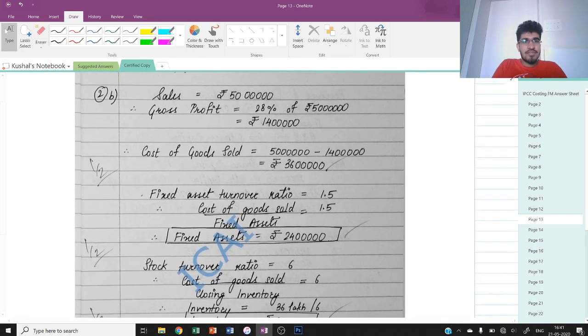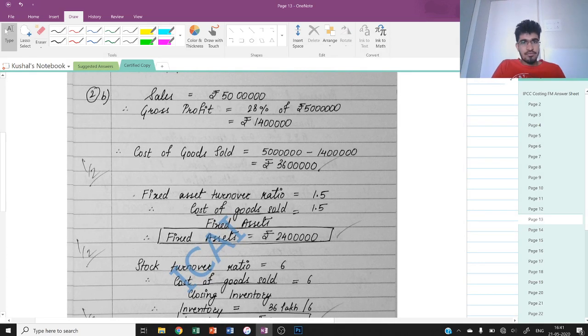Sales are given as rupees 50 lakhs. Gross profit is what? 28% of sales. Therefore, 28% of 50 lakhs is how much? It is rupees 14 lakhs. The cost of goods sold can now be computed by subtracting the gross profit from the sales. So sales is 50 lakhs, gross profit is 14 lakhs, therefore the cost of goods sold turns out to be 36 lakhs.